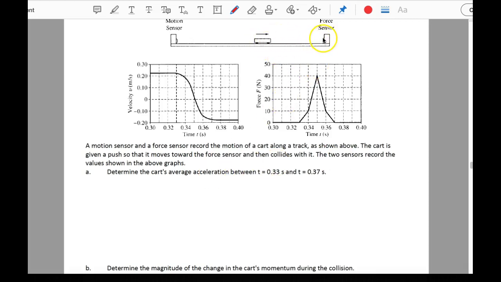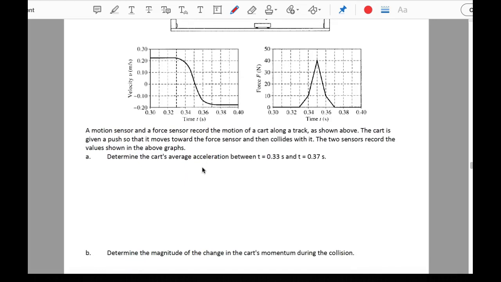So when the cart gets over and touches this, that's when you start to see the force go up, and then it will move back and you see the force come back off of it. We can tell that the velocity is pretty positive, and then when it hits this, it goes back negative. So you'll see that it's 0 at this 0.35 seconds. That's when you have peak force, and then when it moves away, you'll notice the force backs off again. So they want you to determine the cart's average acceleration between the time 0.33 and 0.37.